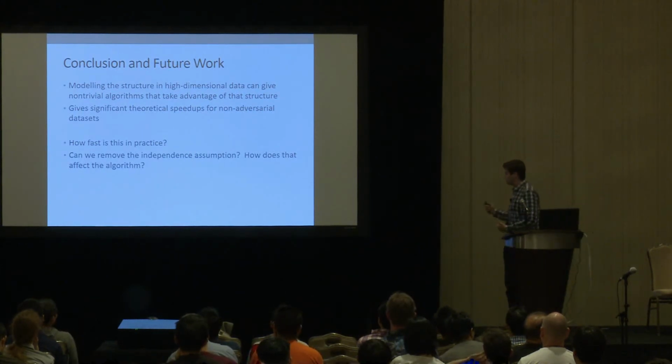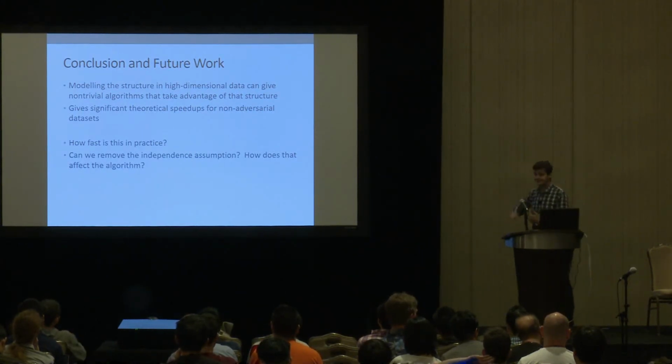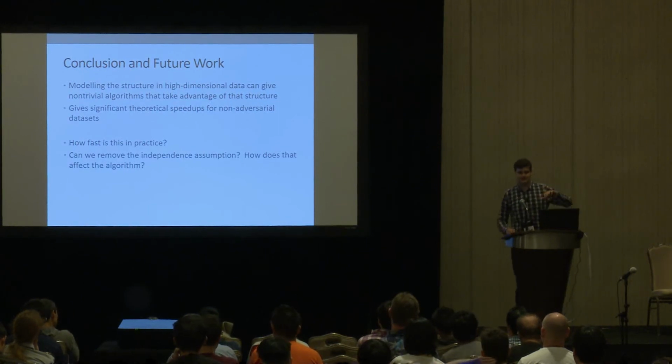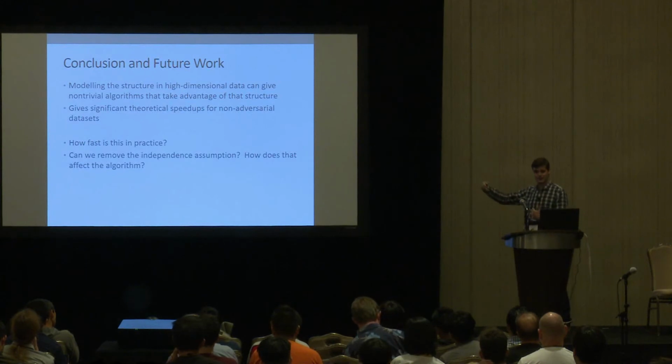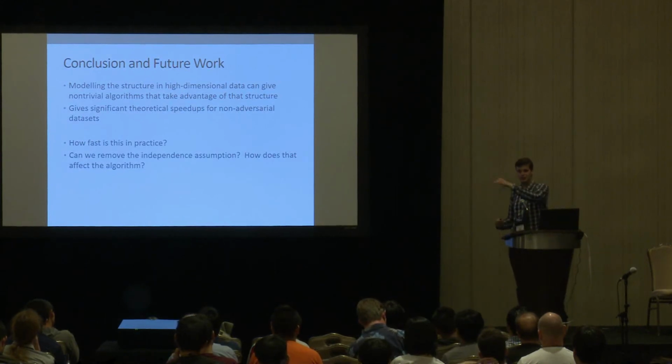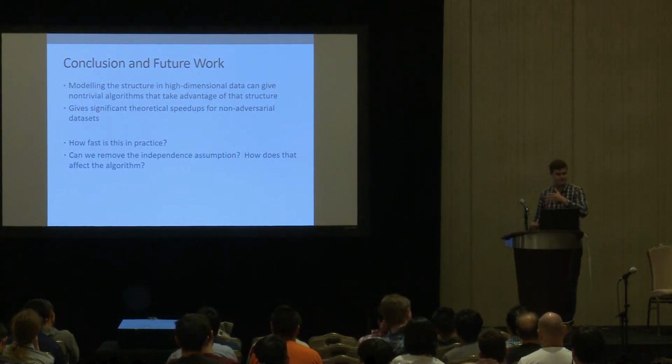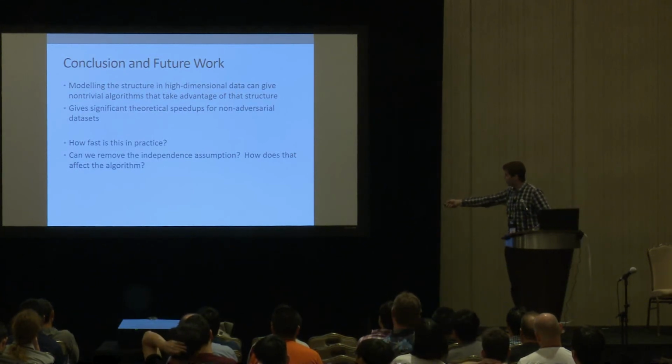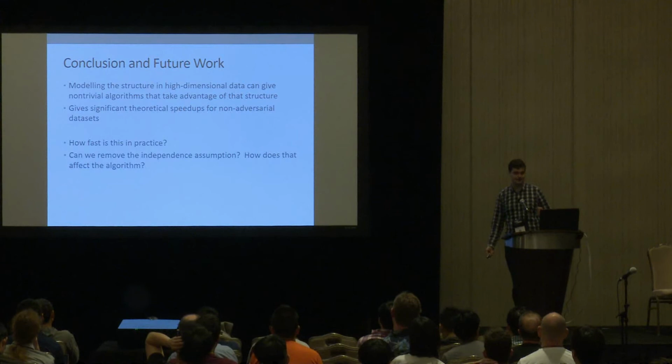What I'm really interested in now is how fast is this in practice? So our analysis is a little bit loose. In practice, do we get something that's sort of like our analysis, where we get these n to the rho like times, or is it actually really fast heuristically? We don't know yet. And then the second thing is, I mentioned very quickly that we have this independence assumption.